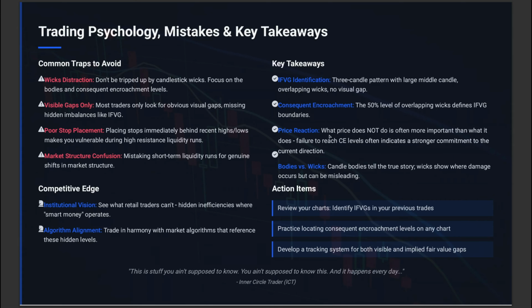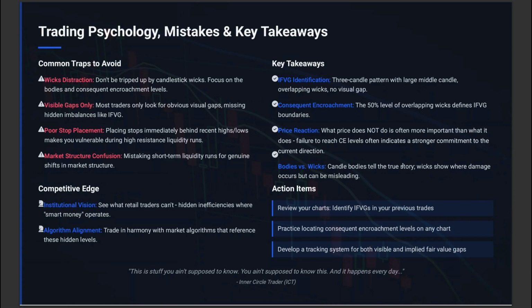Price reaction. What price does not do is often more important than what it does. Failure to reach consequent encroachment levels often indicates a strong commitment to the current trend direction. Now, bodies versus wicks. Candle bodies tell the true story. Wicks show where the damage occurs, but can be misleading.